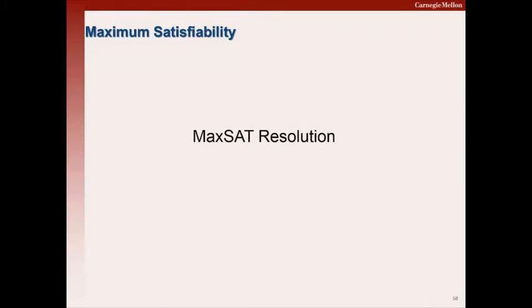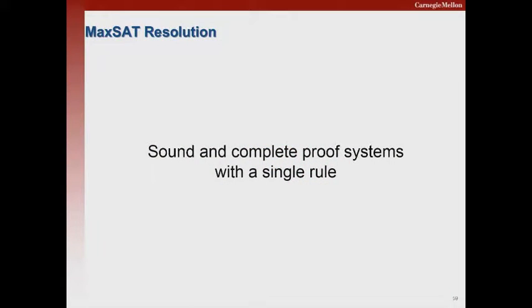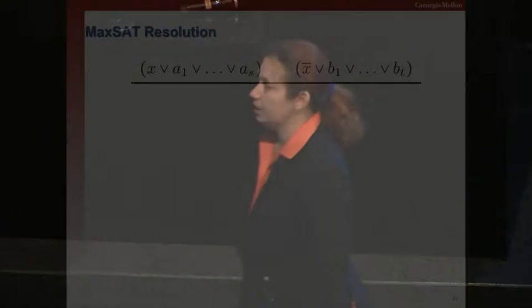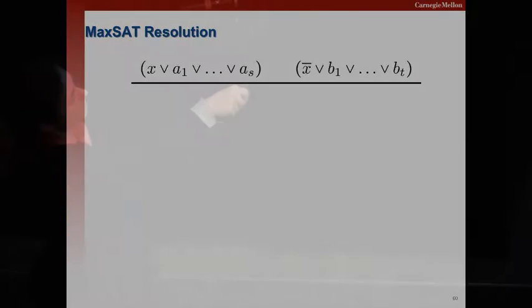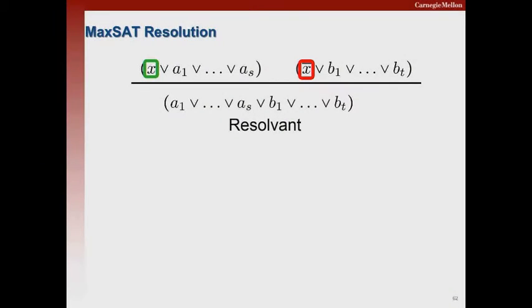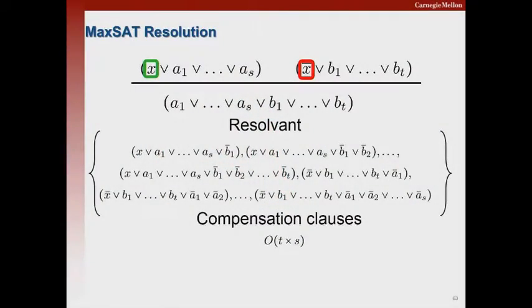So to overcome this problem, we use a technique called MaxSAT resolution, which was proposed about 5 years ago as an alternative approach to solve the MaxSAT problem. It's actually a sound and complete proof system that has a single rule. So here's the rule. We have two clauses that clash on variable x. So we have x and the negation of x. We resolve. It's similar to general resolution. You get a resolvent. But because we're in this optimization world, you'll have to introduce a lot of extra clauses. And it's very expensive. This transformation is very expensive.